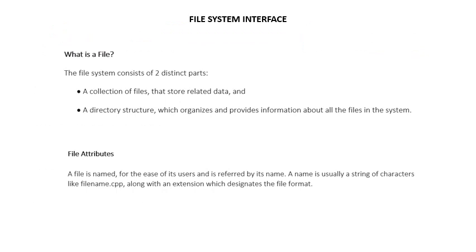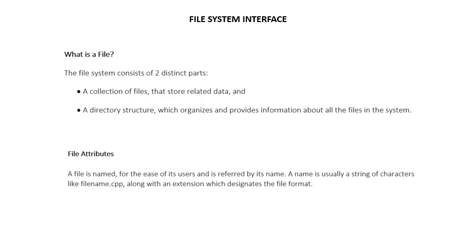So first of all, before going to the file system interface in general, what is a file? A file is a collection of related information that is recorded on secondary storage, or you can say a file is a collection of logically related entities. From the user's perspective, a file is the smallest allotment of logical secondary storage. This is about the general definition of the file.